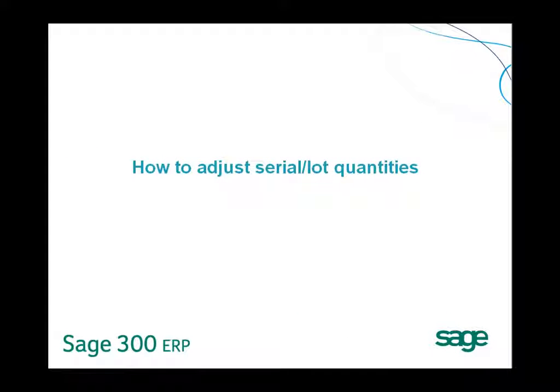Now that we have an idea on which serial or lot items need adjustment, let's familiarize ourselves with the process involved in adjusting serial or lot items. Note that in the exercises in this tutorial, quantity on hand in inventory is assumed correct.